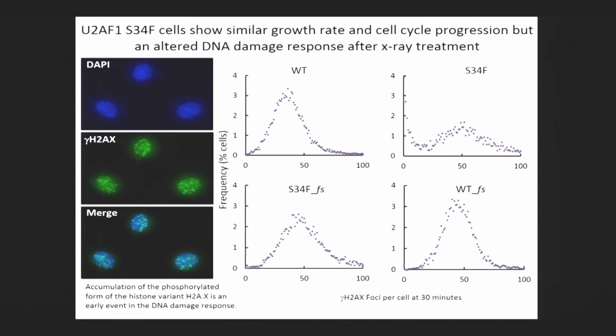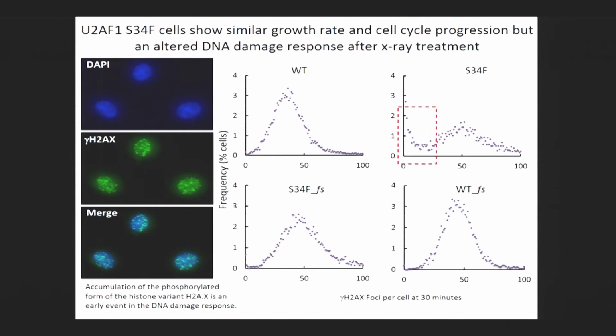The one phenotype which has borne fruit for us is this observation that cells which have this mutation show damage resistance. So here's an example where we hit these lung epithelial cells with 20 gray radiation. This is a whopping amount of radiation. It's approaching clinical doses. And if you count these gamma H2AX foci and generate a histogram over around 10,000 cells, you see the most likely number of foci per cell at this time point is around 40 or 50.